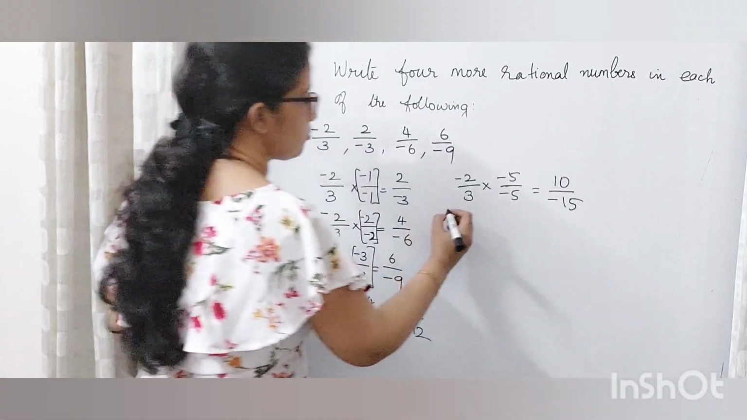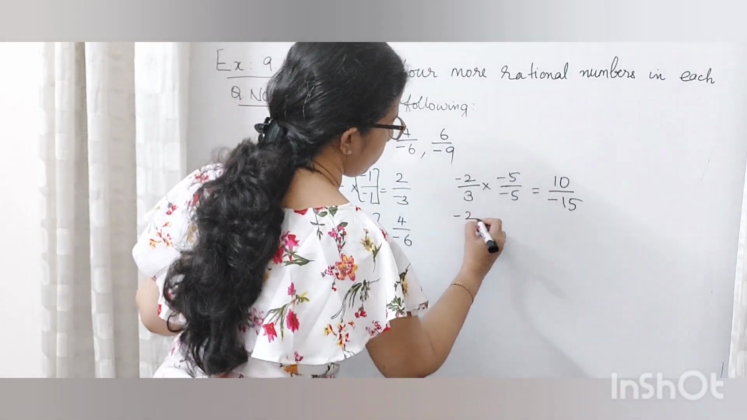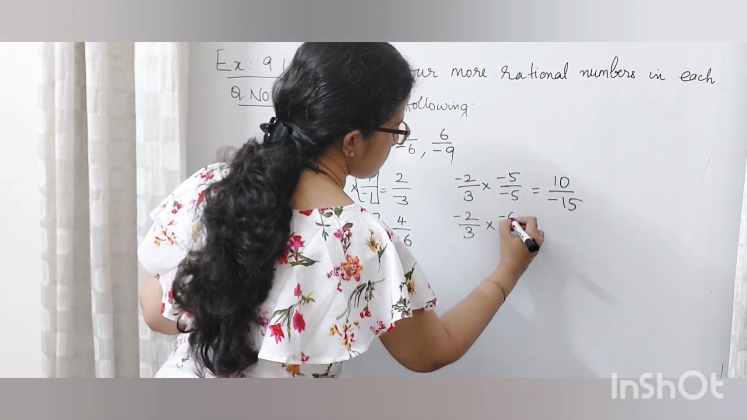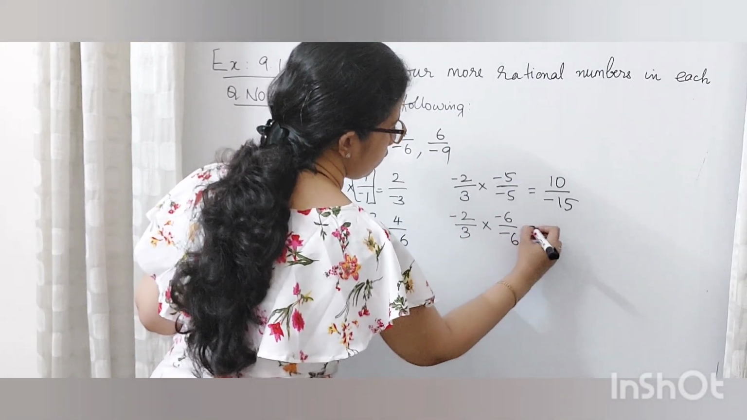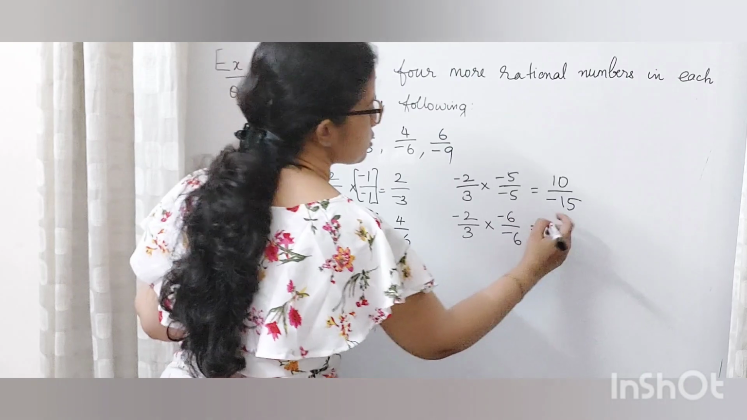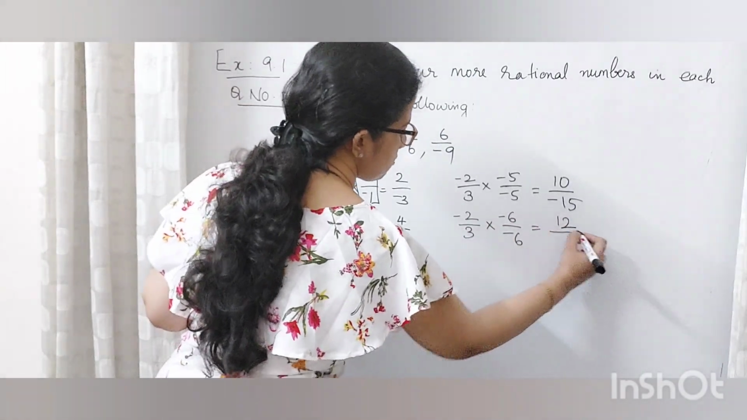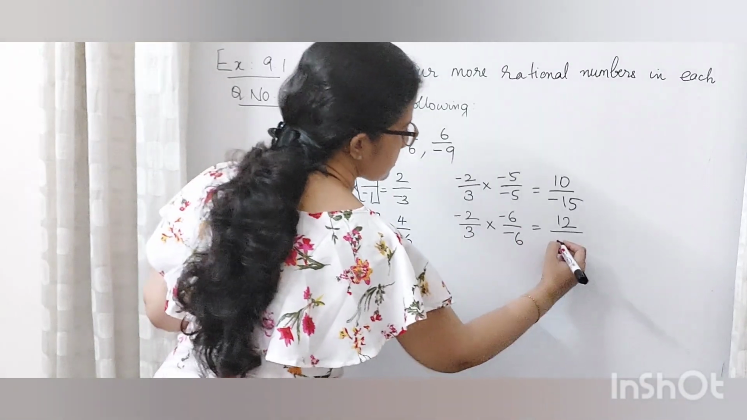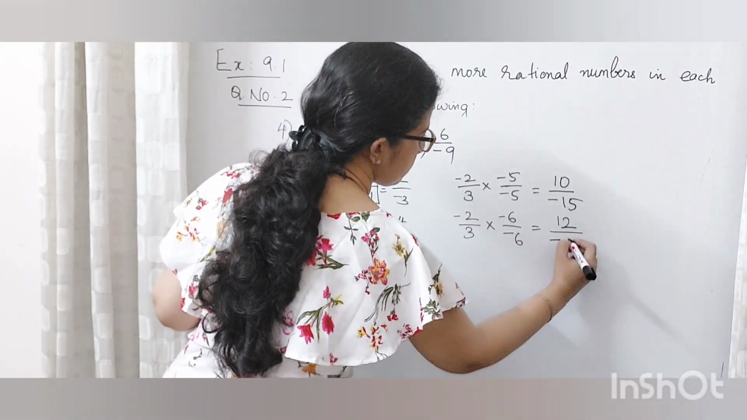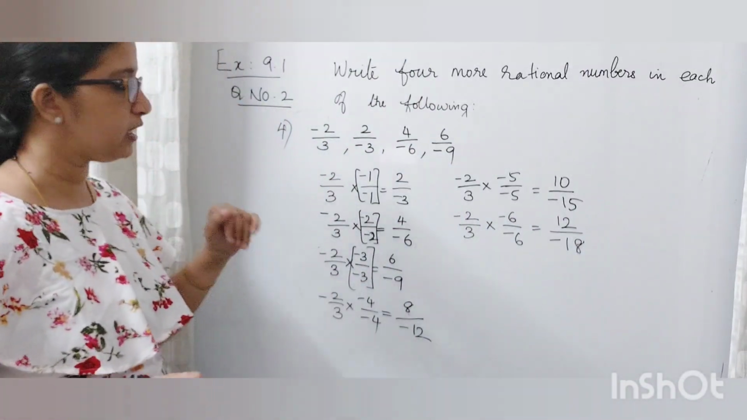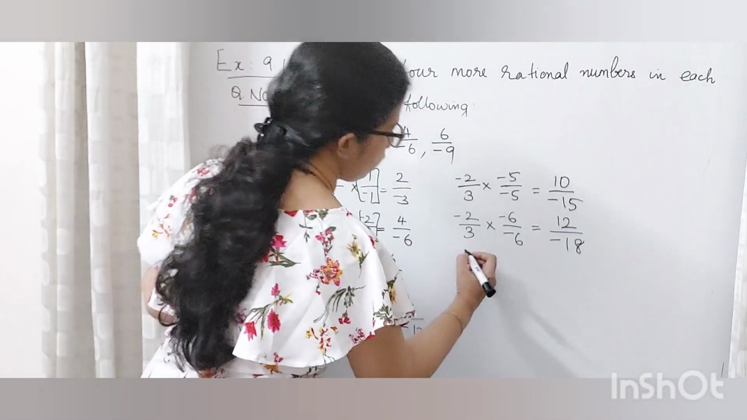Now let's move on to the next number. Minus 2 by 3 into minus 6 by minus 6, if we do, what will we get? 6 into 2 is 12. That is, minus 6 into minus 2 is plus 12, divided by 3 into minus 6 is minus 18. So this is our next number. We need 4 numbers, right? So we need one more number.